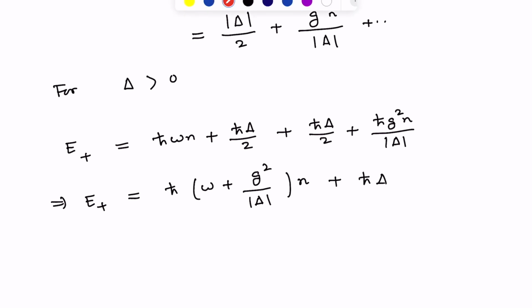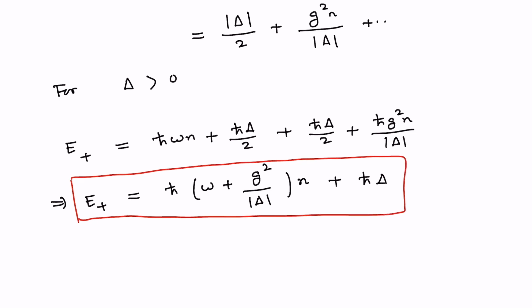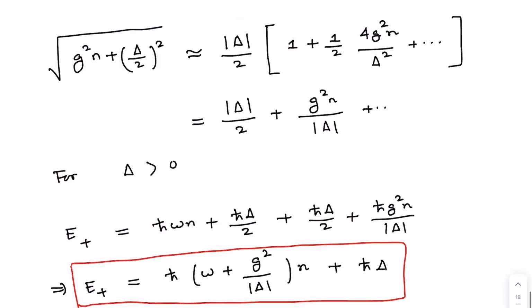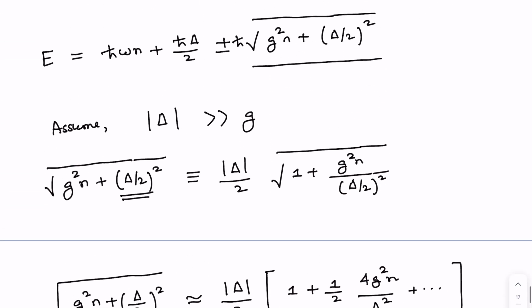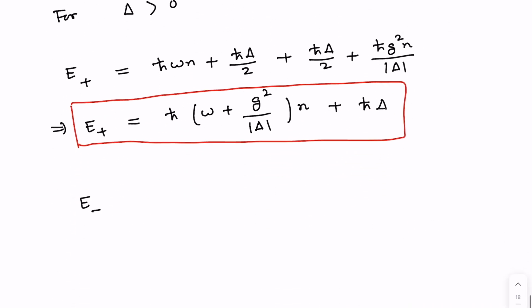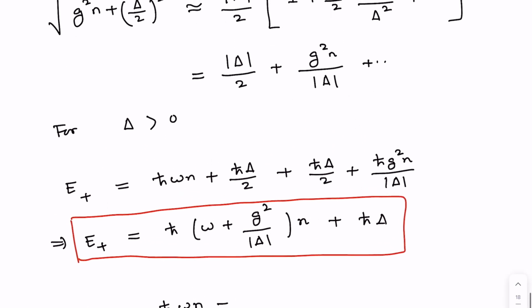So this is the expression for E plus, and similarly I get E minus for the other term, because I have here this plus minus square root. So we'll get E minus equal to ħωn minus. Please be careful here, this plus minus sign is there.